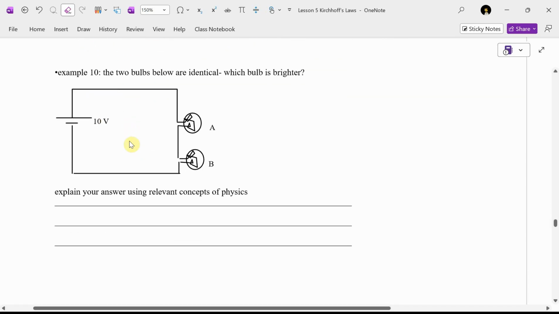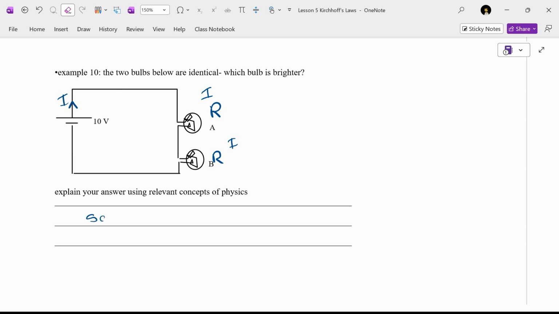What about an example 10? Well, they have the same R because it says both bulbs are identical. How many amps leaving right here? I. How many amps going through here? I. How many amps going through here? I. You know what? Same R. Same I. What else must be the same? Same V, same power. Okay.